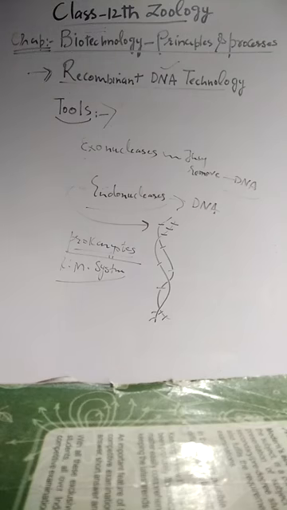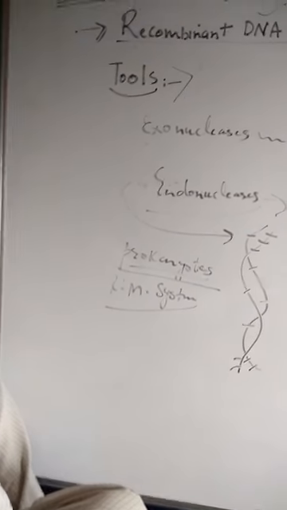This is all about the tools of recombinant DNA. The first important tool are the restriction enzymes.